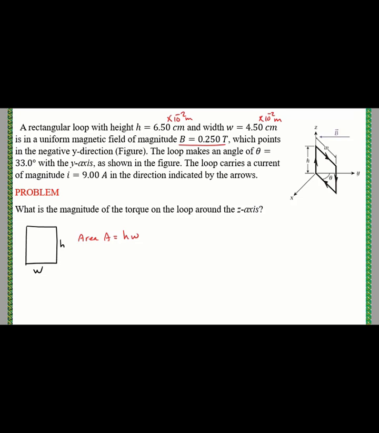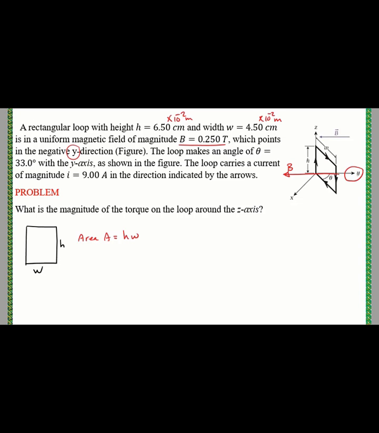Now you must look at the graph. Where is the y direction? It is not up as we usually do. It is to the right. So the magnetic field is to the left. It is to the negative y. This is B. So the magnetic field B equals 0.25 Tesla, which points in the negative y direction. The loop makes an angle of 33 with the y-axis, as mentioned in the graph.